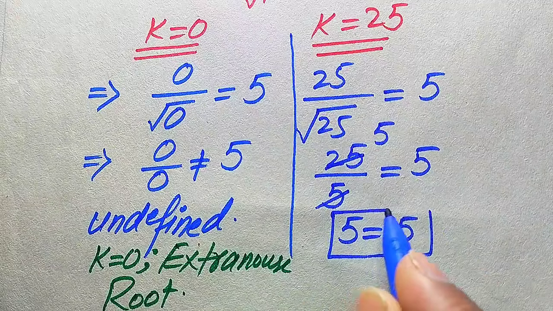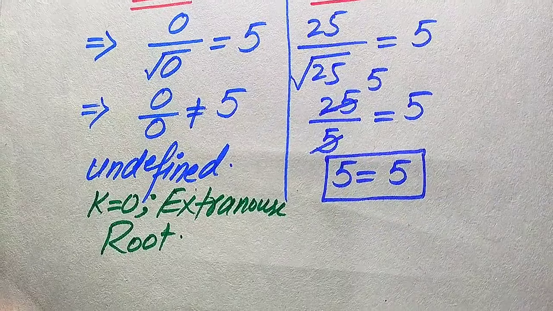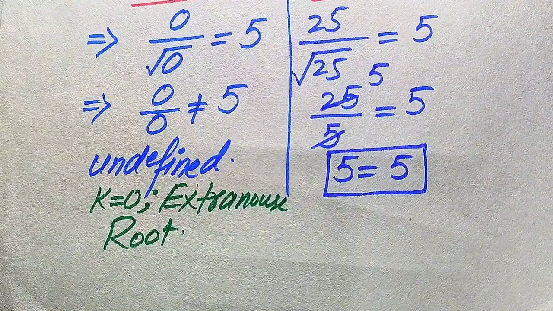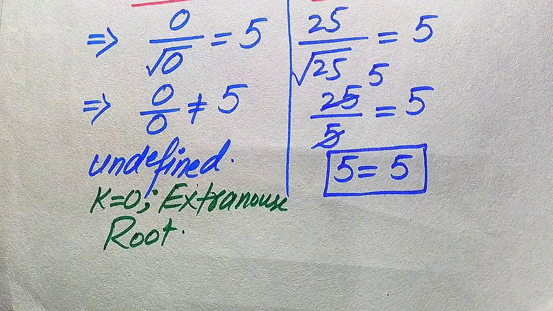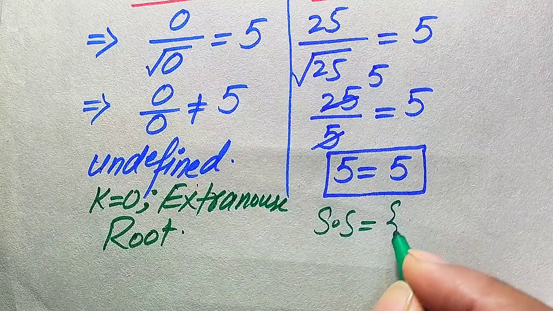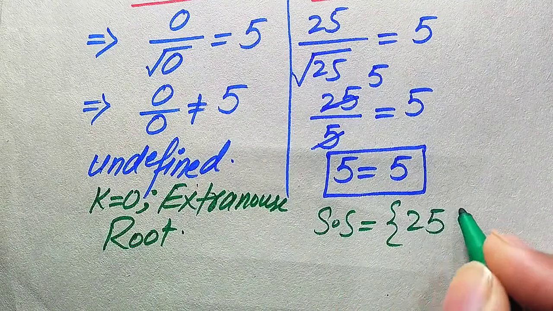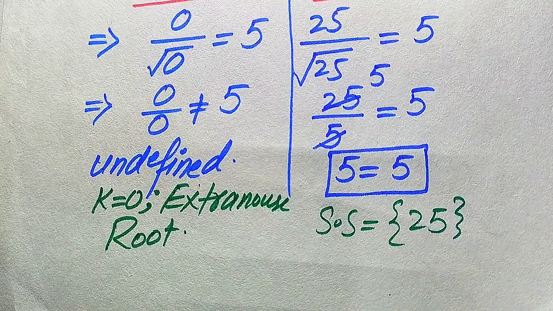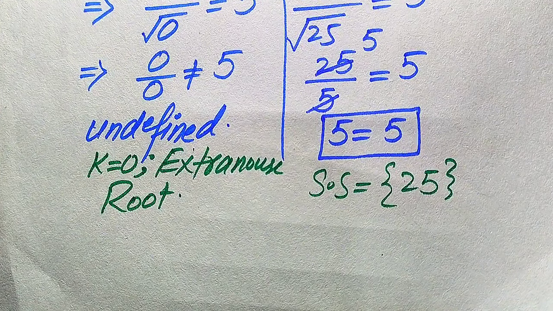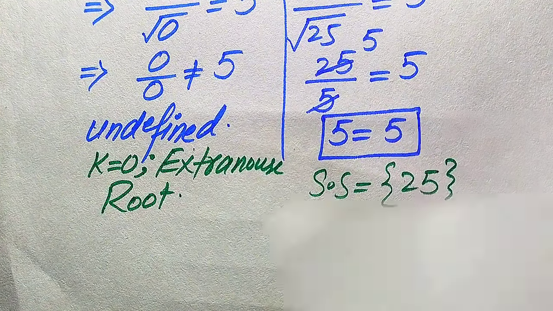So this shows that both of the sides are equal, and if both of the sides are equal, this means that the value of k equals to 25 satisfies our given question statement. So finally we conclude that the solution set of this problem is k equals to 25. So this is the only one solution which we get here from the first method. And now we need to move towards our second method.